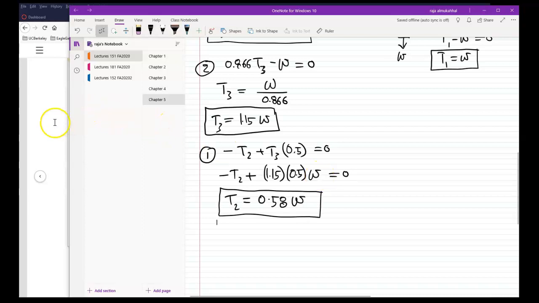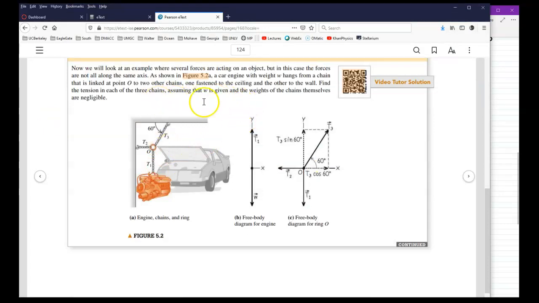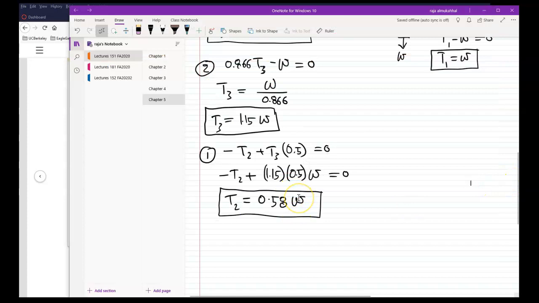Let's go back to the question very quickly. He says, find the tension in each of the three chains, assuming that W is given, and so on. Okay? So there we go. So we have the answer. Okay? Okay, good. Next problem.